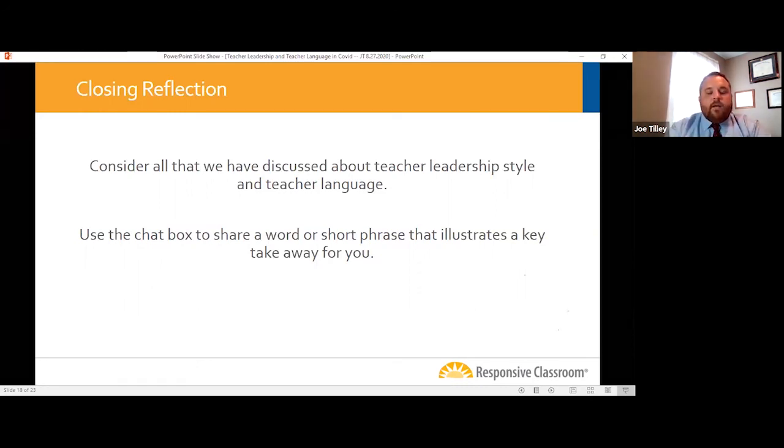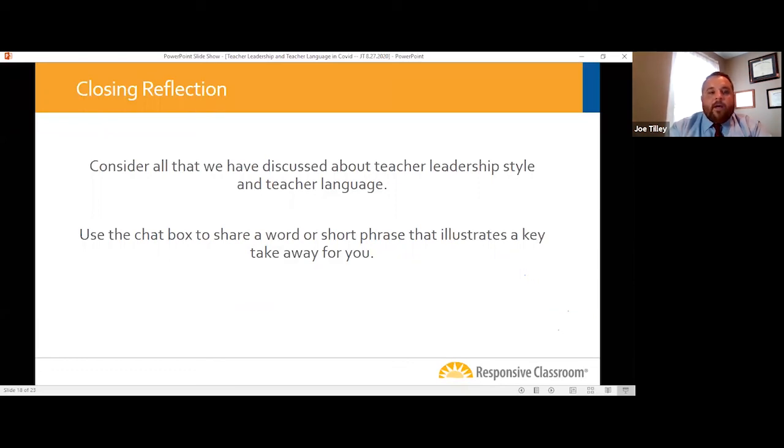I'm noticing a lot of words and phrases that would set a firm foundation for an equitable classroom. So let's circle back and think about where we started. We started this conversation thinking in terms of what is equity and how do we create it? How do we use the way that we manage our classroom and the way that we use our language to create an equitable classroom?